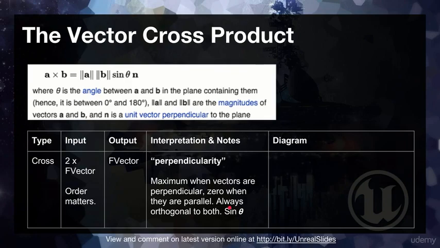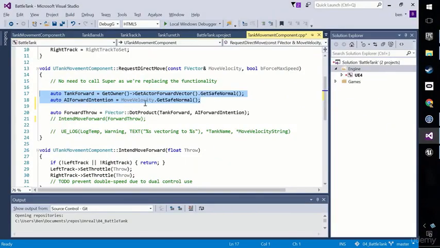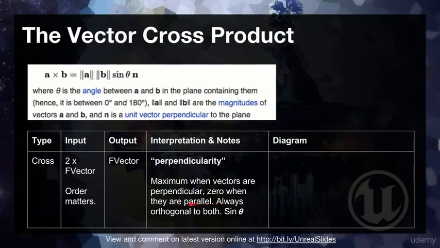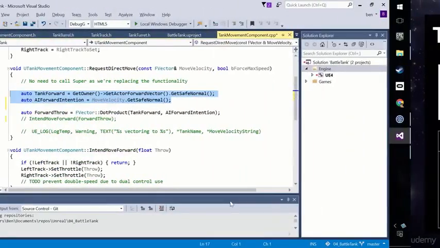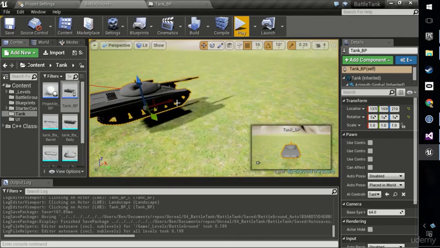So when the AI forward intention and the tank forward are parallel, then you get 0. And when they are perpendicular, you get a maximum value. The vector you get out is always orthogonal to both. Orthogonal means pointing in the other direction. It's perpendicular to both of them, exactly like these axes. The only difference from these axes is, of course, the green and the red could squeeze in together or go opposite. And we'll look at that in a second.